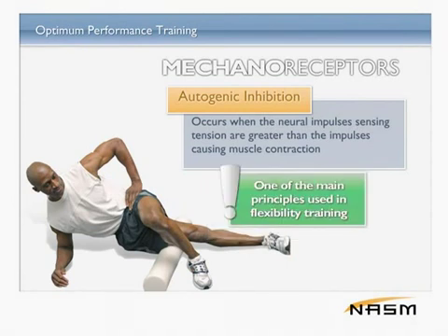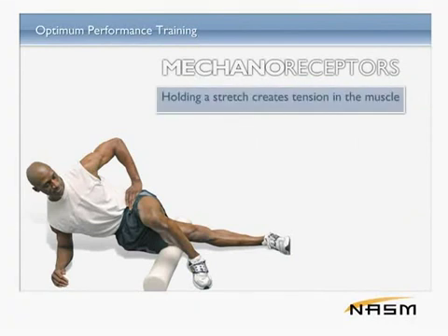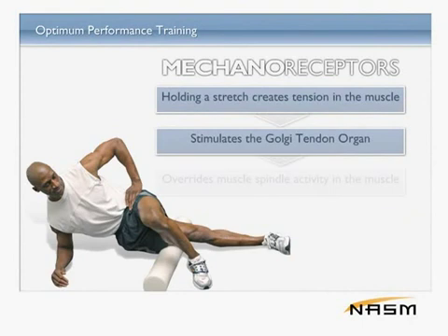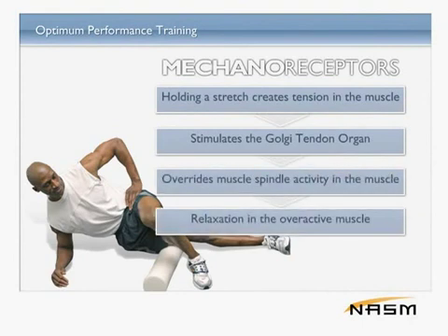Autogenic inhibition is one of the main principles used in flexibility training, particularly with static stretching, when one holds a stretch for a prolonged period of time, 20 to 30 seconds. Holding a stretch creates tension in the muscle. This tension stimulates the GTO, which overrides muscle spindle activity in the muscle being stretched, causing relaxation in the overactive muscle and allowing for optimal lengthening of the tissue.